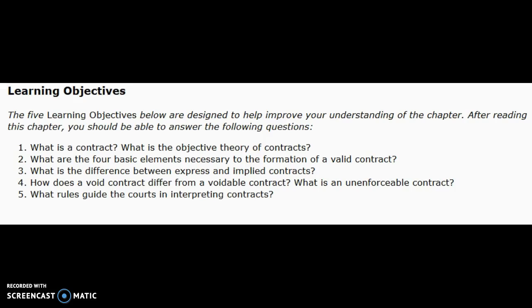Well, can you believe it? We've already covered 9 chapters. We're covering 18 for the entire semester, so we're at the halfway mark. So let's look at the learning objectives for Chapter 10.